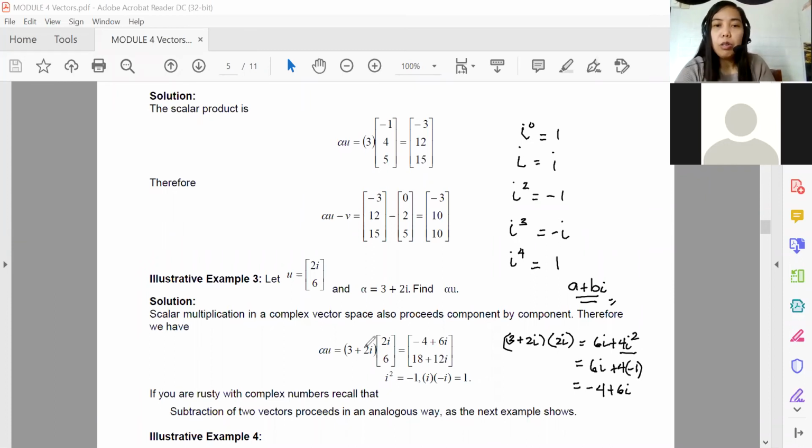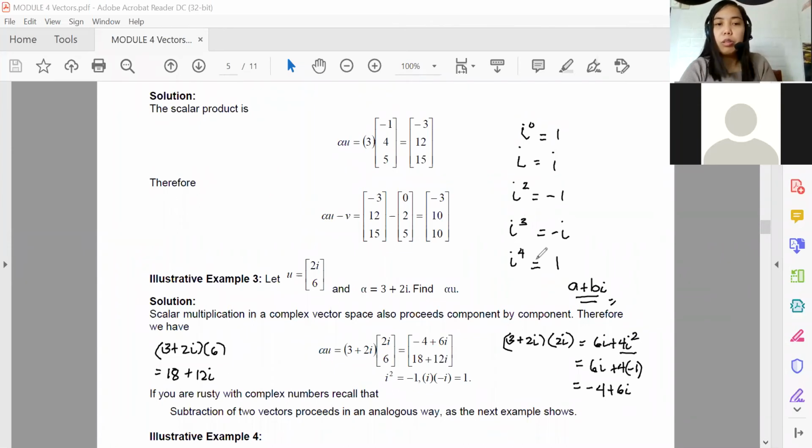And then, 3 plus 2i multiplied by 6. So, ganun pa din. 3 plus 2i multiply by 6. So, we're going to multiply 3 times 6, that is equal to 18. 2i times 6, that is equal to 12i. So we will have here 18 plus 12i. Okay? So just remember this.